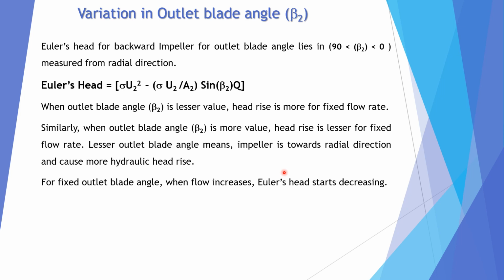Lesser outlet blade angle means the impeller is directed towards the radial direction, and that can cause more hydraulic head rise. For a fixed outlet blade angle, when flow increases, Euler head starts decreasing. This is as per this equation. When Q is increasing and other terms remain constant, then head starts decreasing.